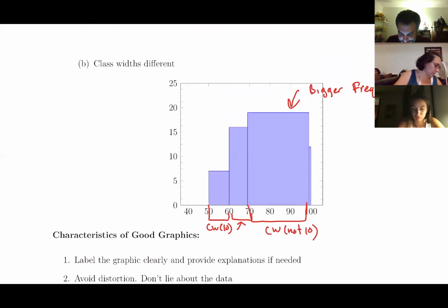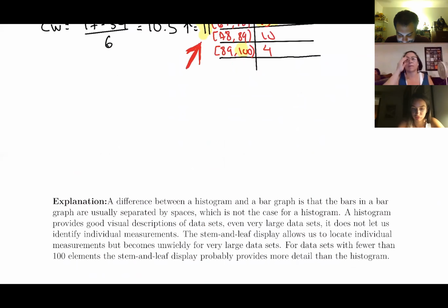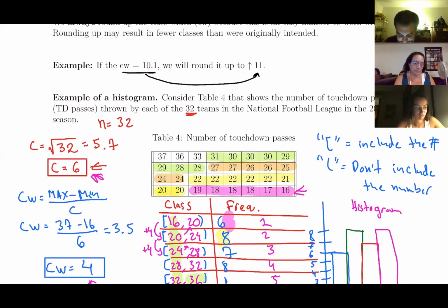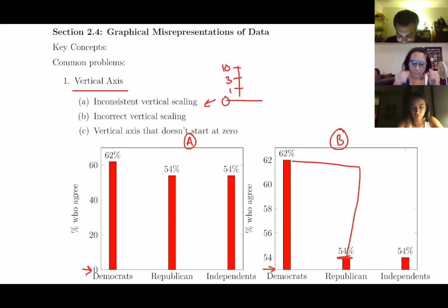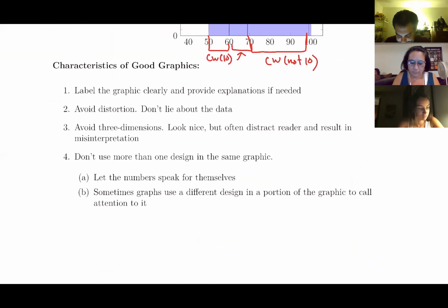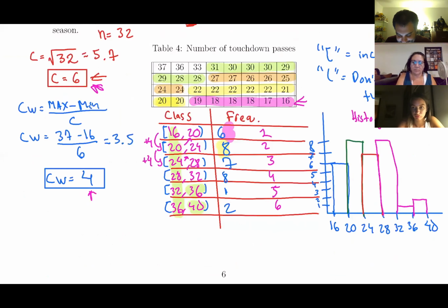Chapter 2. I think I skipped it. I don't know if this is how to do it.